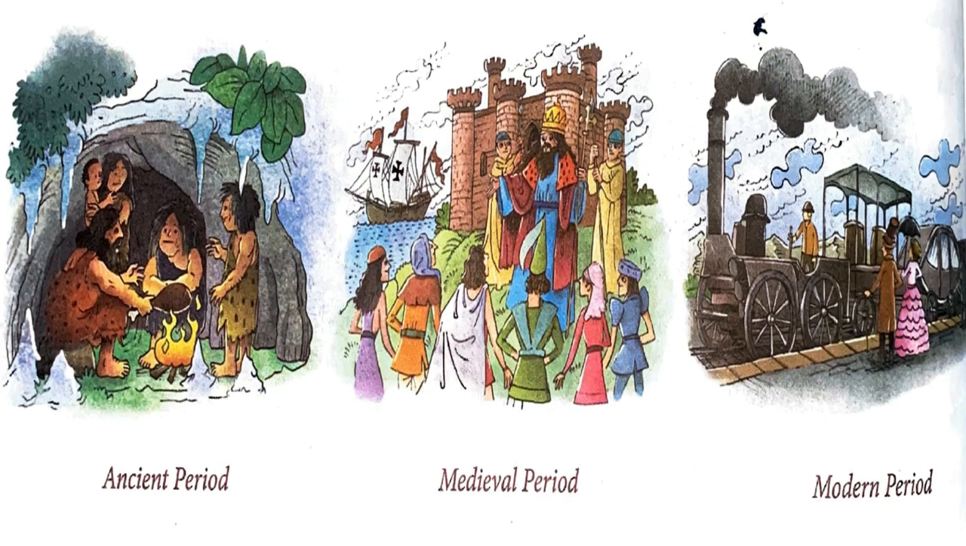The ancient period starts from the time life began on earth. During this time, humans learned to speak, write, grow their own food, and build houses.